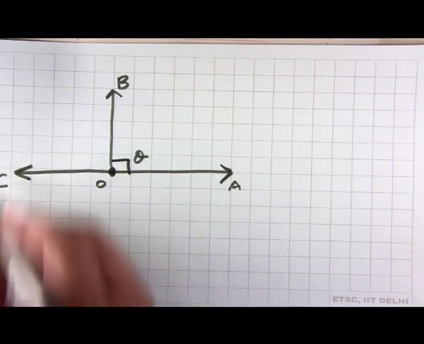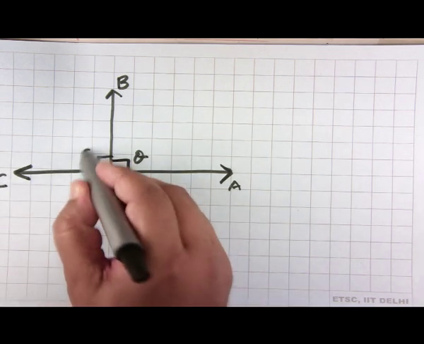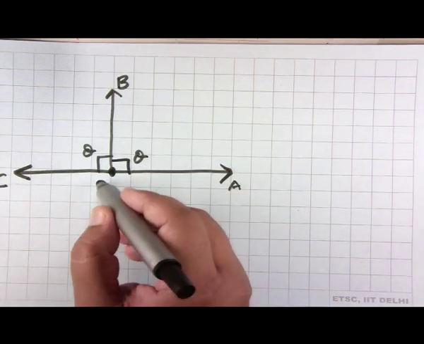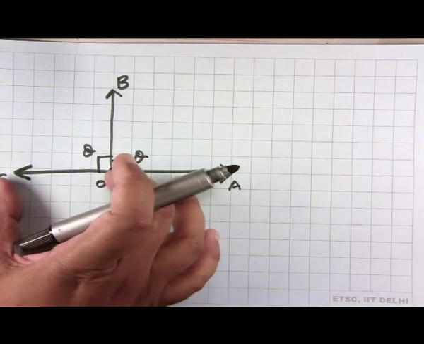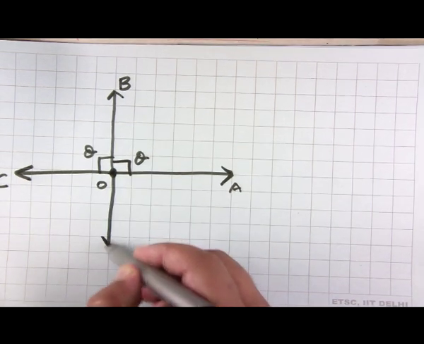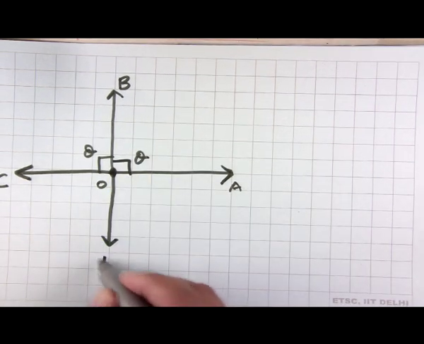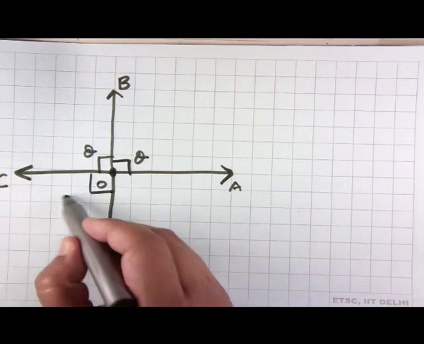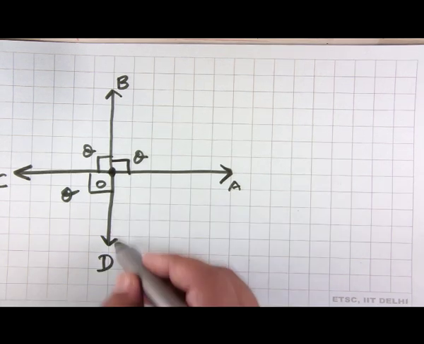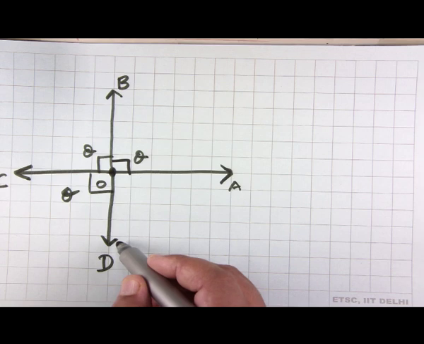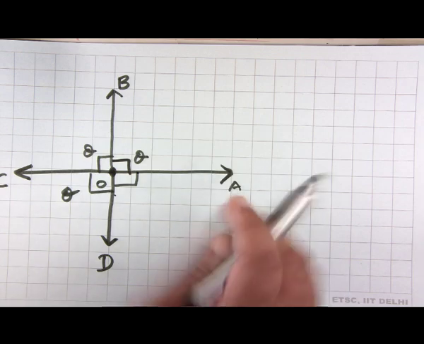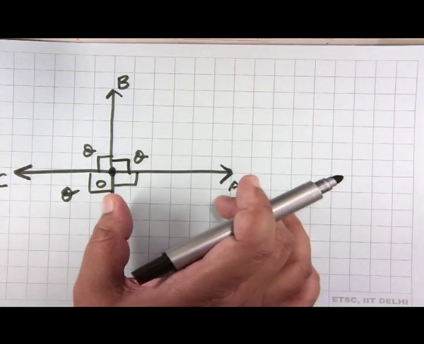So, let us say C. This also has to be theta, and then another anti-clockwise turn starting from OC and again by theta should take us here. So, this is another theta, and then again another anti-clockwise turn by the same angle theta will take us back to where we started from originally, which is OA.